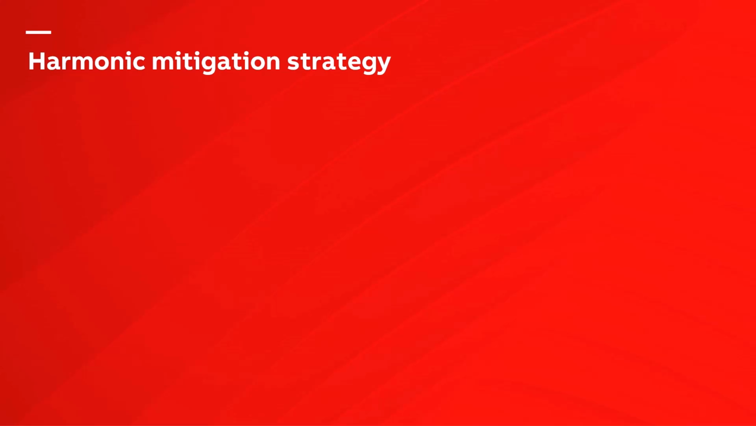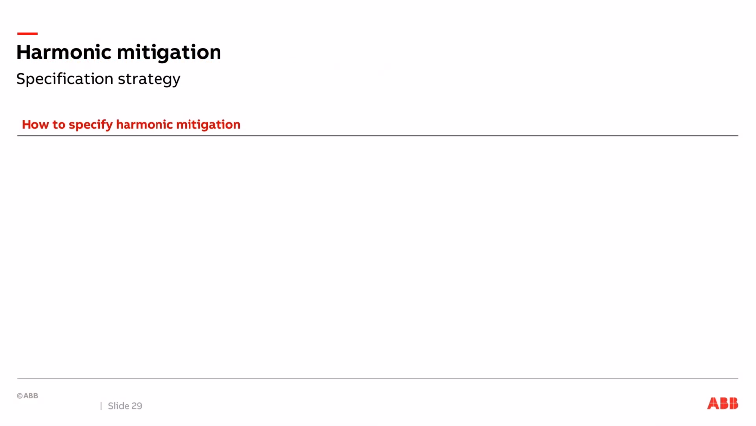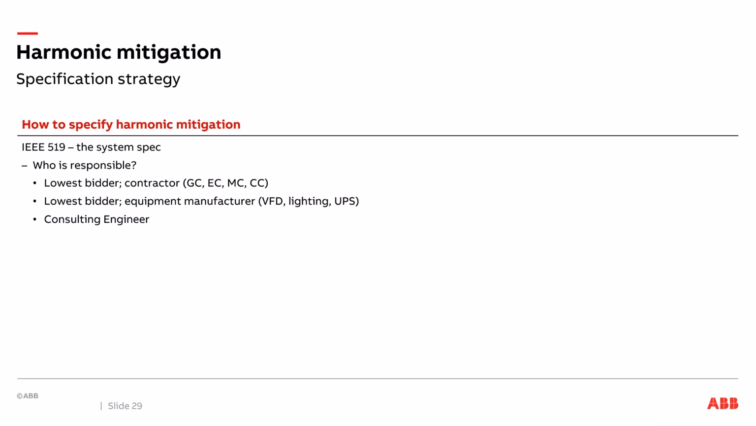To wrap up today, I want to spend a little bit of time on harmonic mitigation strategy. So how do you specify harmonic mitigation? Well, first we have to look at what we are specifying. IEEE 519 is one of the most common ways to specify harmonics, but really, who's responsible for making sure the facility is within compliance?